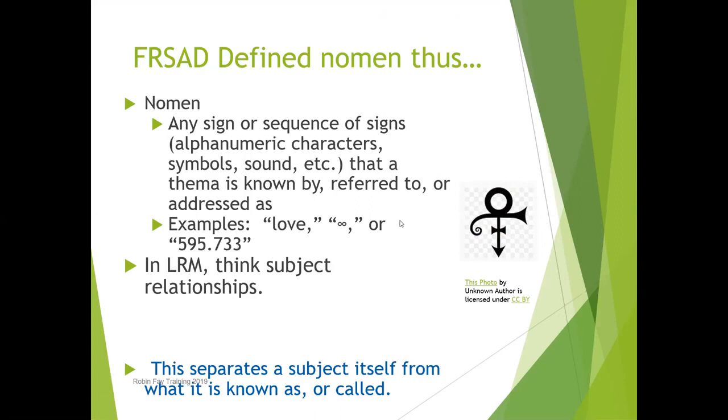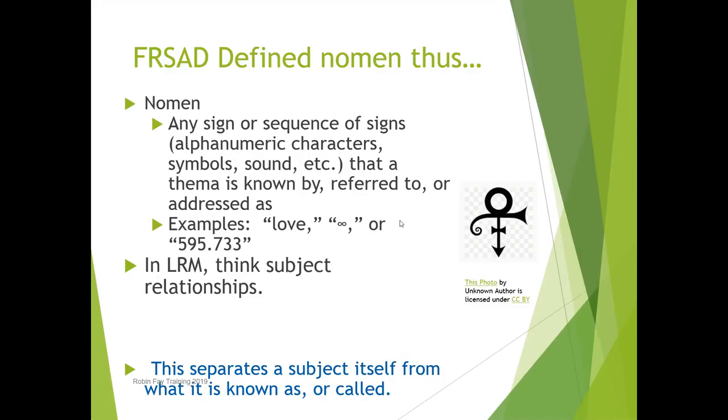FreeSAD, I thought, did a good job defining Gnomon. I wish they had put this definition in there because I think it's good. They defined it as any signed sequence of signs, and this can be a symbol, it can be a sound, it can be alphanumeric, that a thema is known by, referred to, or addressed as. So for example, you have love, that's a subject. You have infinity expressed as an infinity symbol. And then we have a Dewey call number.